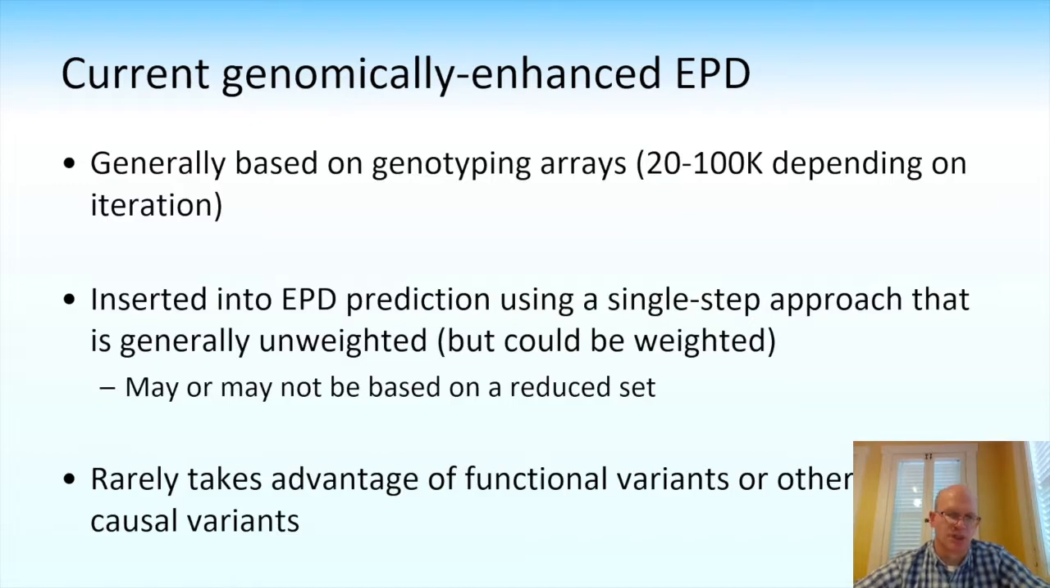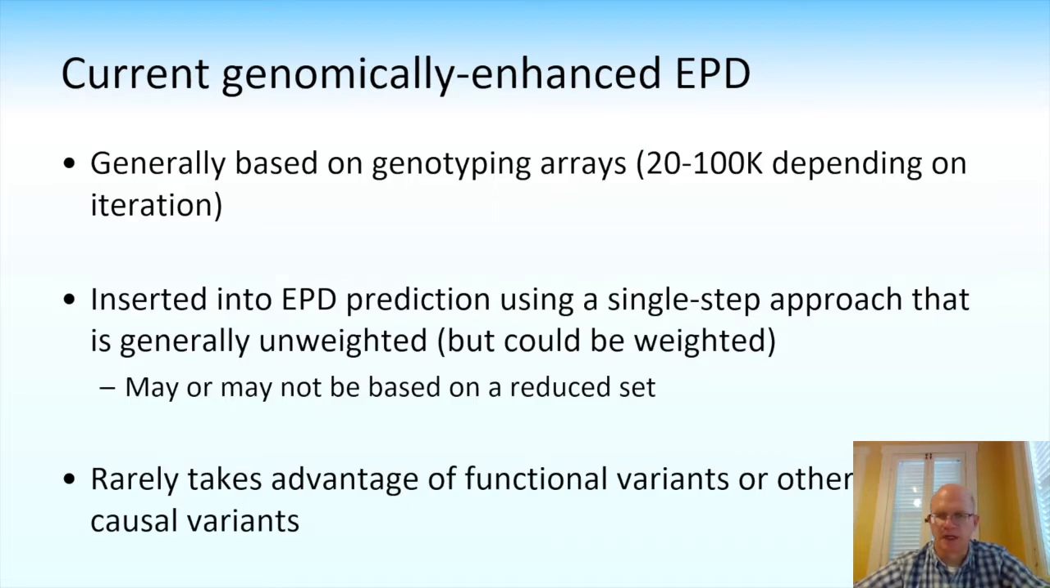This insertion into forming genomically enhanced EPDs is done using a single step approach, generally using methods that form a G matrix as a replacement for a pedigree relationship matrix. And most of the time, these approaches are unweighted, such that each of the markers that are being used in the set to make the G matrix have an equal contribution to that G matrix. These markers may or may not be based on a reduced set of markers.